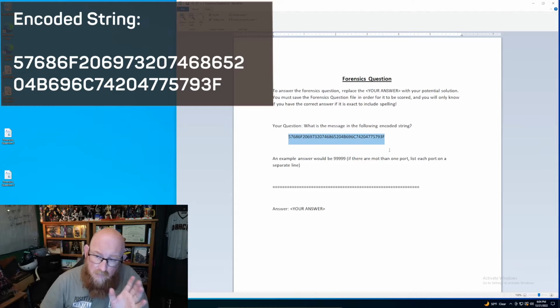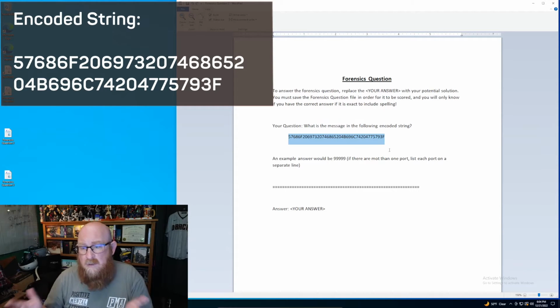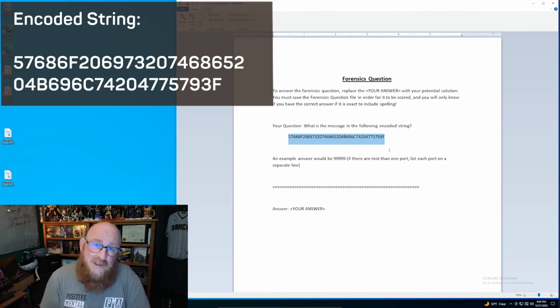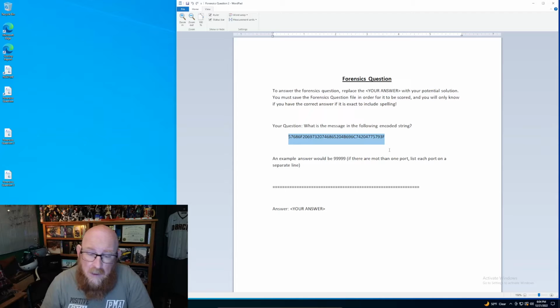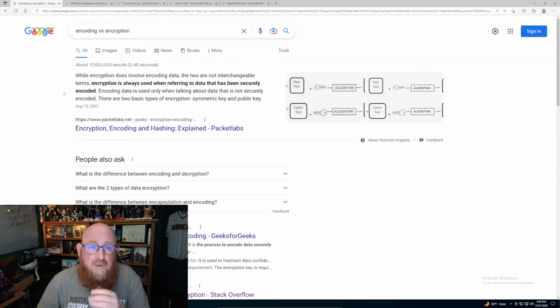And so it says encoded, but does it mean encrypted? Because that doesn't look like a message to me. Does it look like one to you? Probably not. So let's go and ask the Oracle of Google and see what this says here.